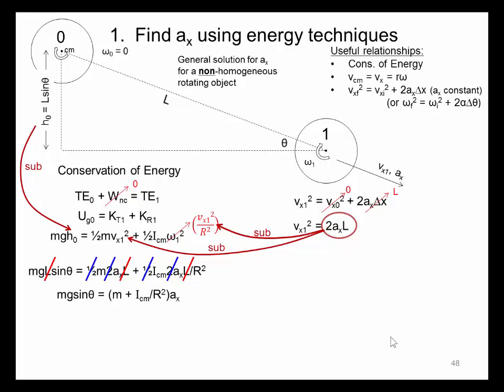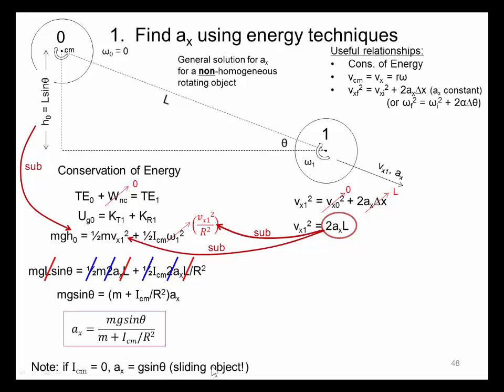Because acceleration is constant, we've got this resulting expression, and what I've done here is factor out our acceleration using common term factoring. If we divide by this factor, we can solve for ax. One thing to notice right off the bat: if we have an object that has no rotational mass, our moment of inertia zeroes out, then our masses will cancel and we'll end up with g sine of theta, which is just a sliding object. So that's good news.